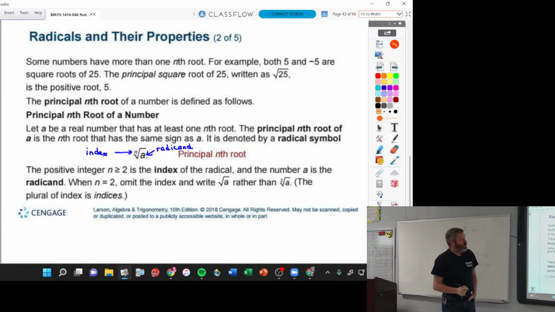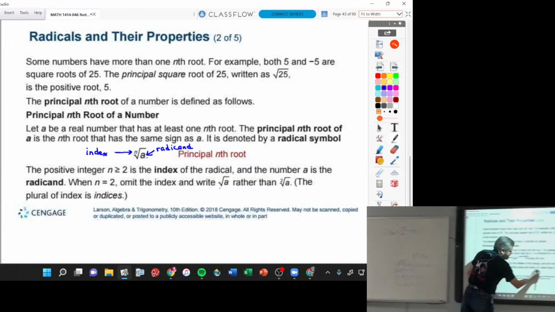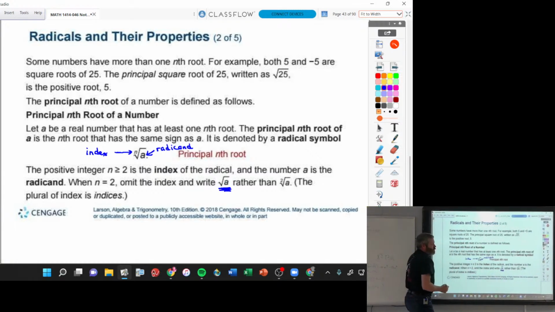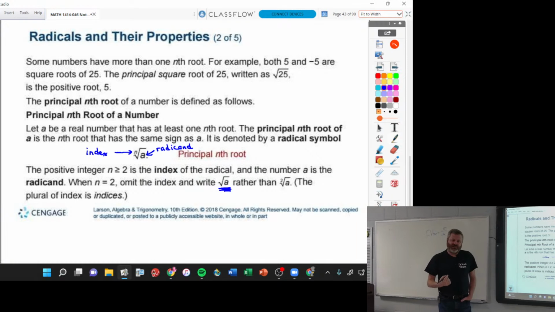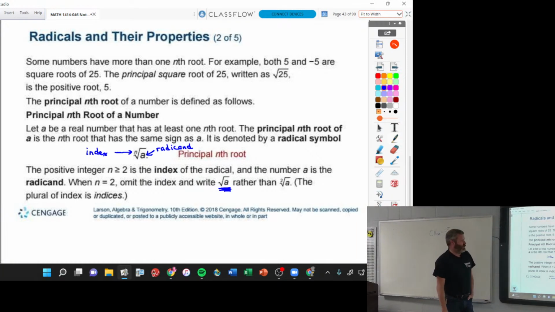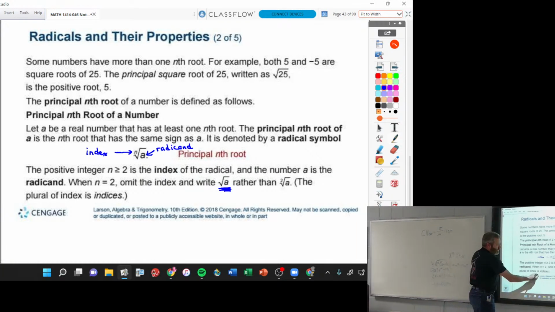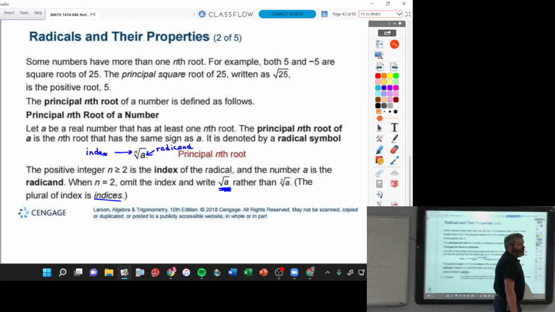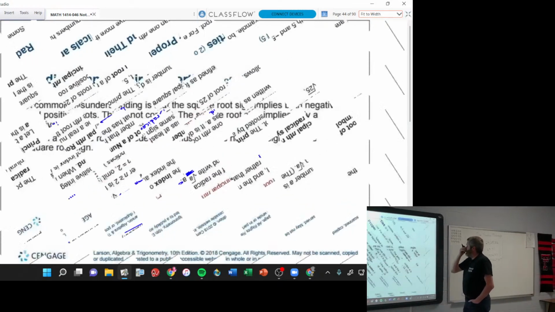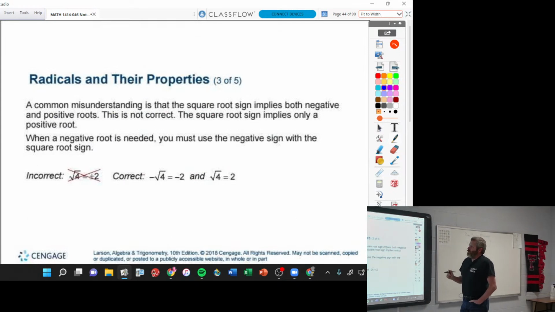If you do not see a number there, if you don't write the 2 down, we assume the index is 2. That's why we call it a square root. The plural of index is indices.